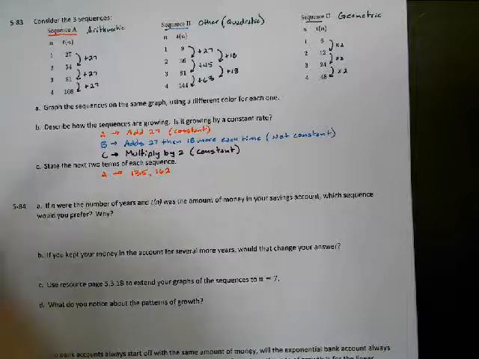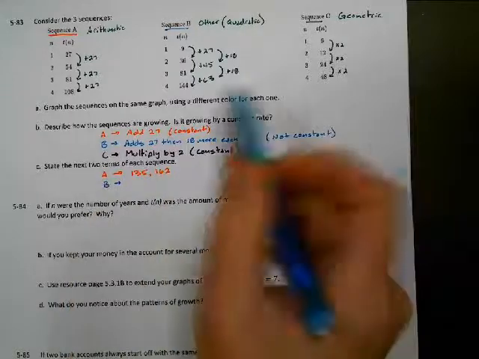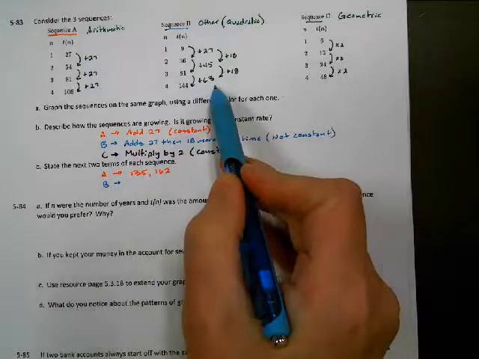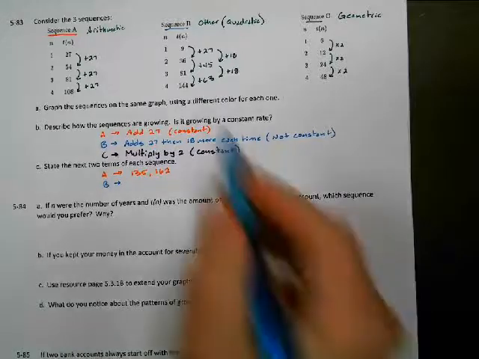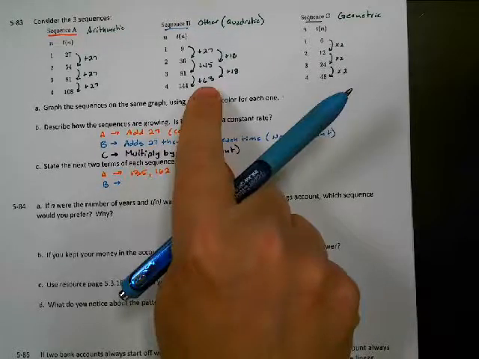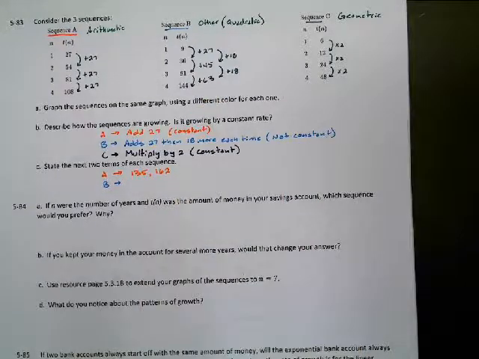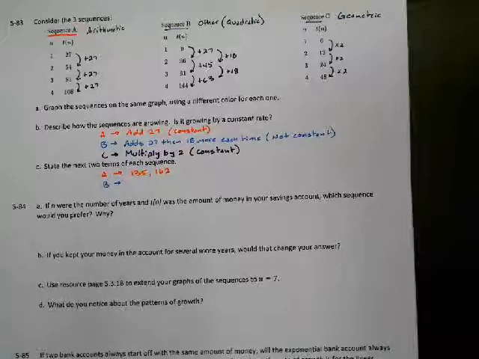For our sequence B, okay, remember we're adding 18 more each time. So I'm going to take 144 and add 63 more, and then 18 more on top of that. So 18 plus 63 would be 81. So the next one would be 225.